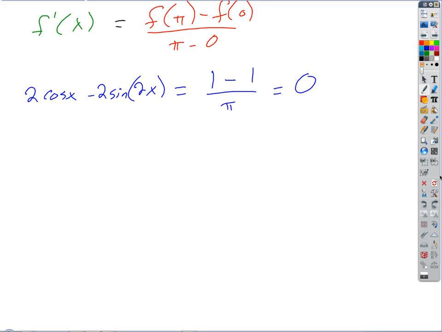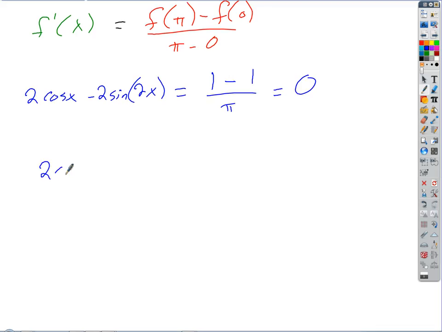To find, and we know we're going to get a solution. We have to get at least one solution because the math gods guarantee it through the mean value theorem. So we're going to solve this equation: 2 cosine x minus 2 sine 2x equals 0. Okay, it's been a while since you've probably done stuff like this, solving trig equations, right?